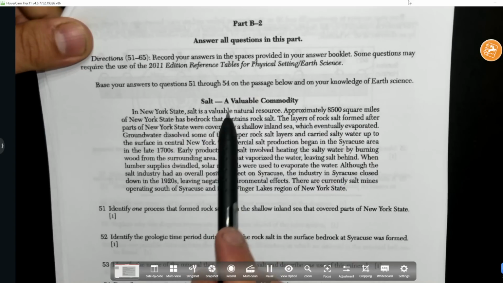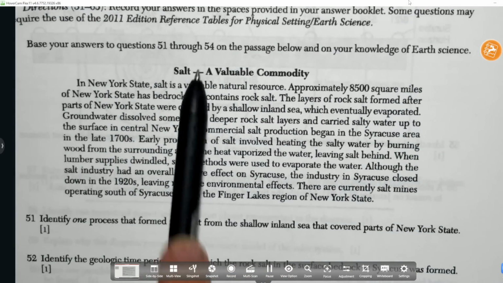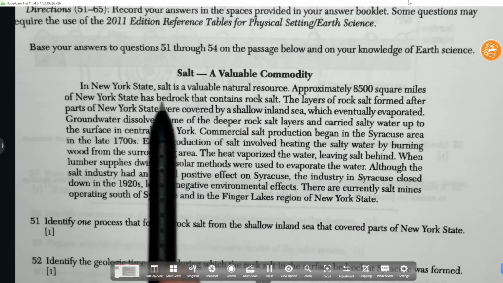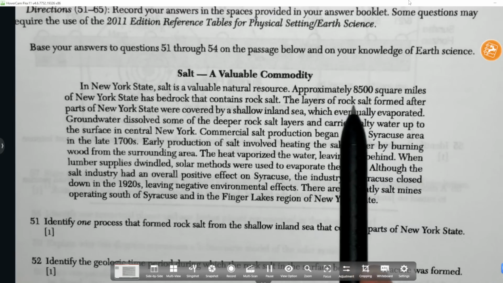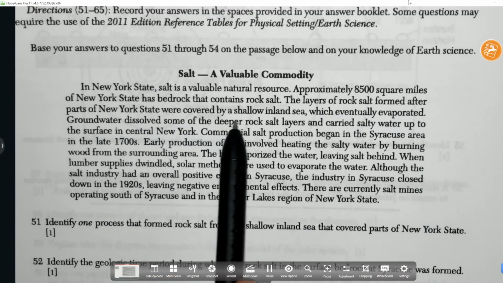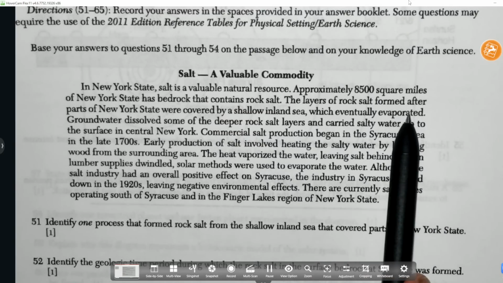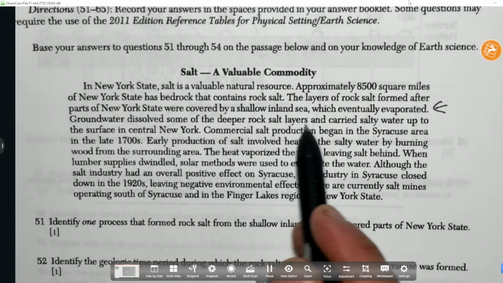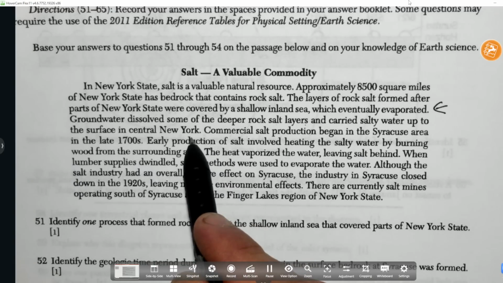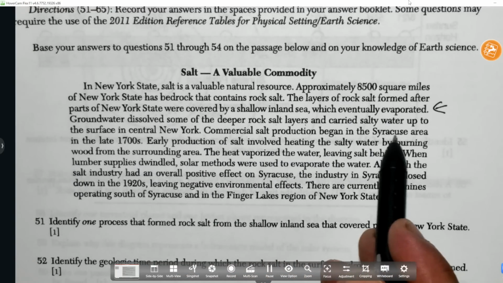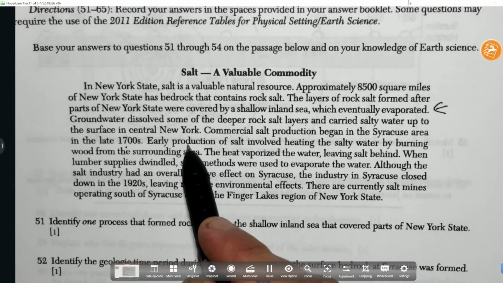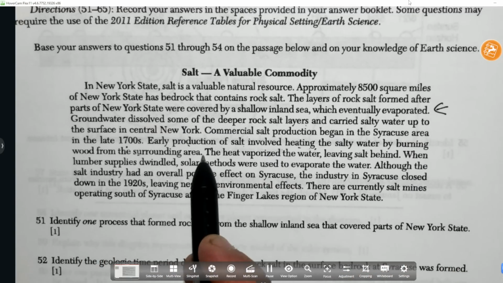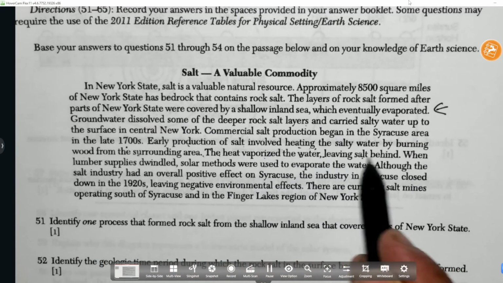Question 51. Salt, a valuable commodity. In New York State, salt is a valuable natural resource. Approximately 8,500 square miles of New York State has bedrock that contains rock salt. The layers of rock salt formed after parts of New York State were covered by a shallow inland sea, which eventually evaporated. That's where it came from. Groundwater dissolved some of the deeper rock salt layers and carried the salt water up to the surface in central New York. Commercial salt production began in the Syracuse area in the late 1700s. Early production of salt involved heating of the salty water by burning wood from the surrounding area. The heat vaporized the water, leaving the salt behind.